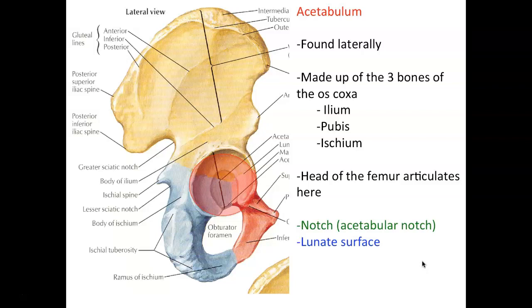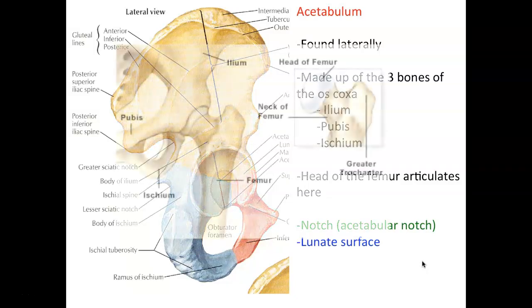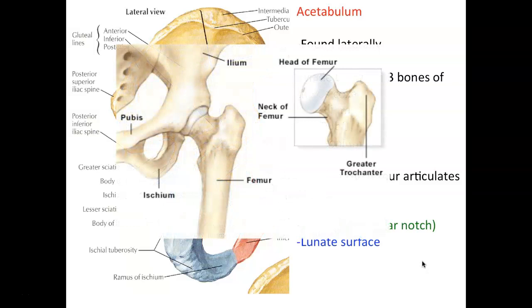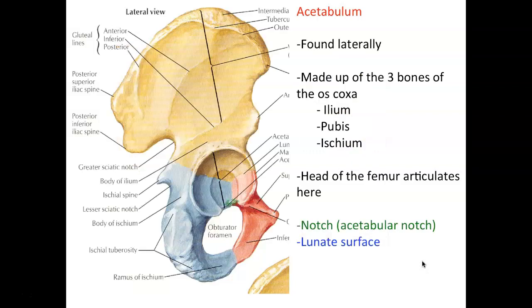So we find this on the lateral surface only. It is made up of those three bones, and they fuse together between the ages of 18 to 21. And like I said, the head of the femur is going to articulate here. Now there are two different parts to the acetabulum. Okay, there's our view of the head of the femur articulating with the acetabulum. Okay, so there are two parts here. This opening portion here is known as the notch or the acetabular notch. And then the moon-like surface is going to be known as the lunate surface.